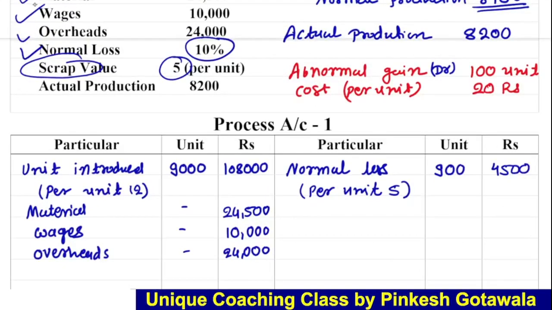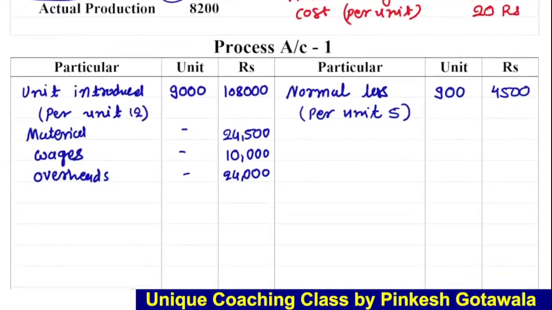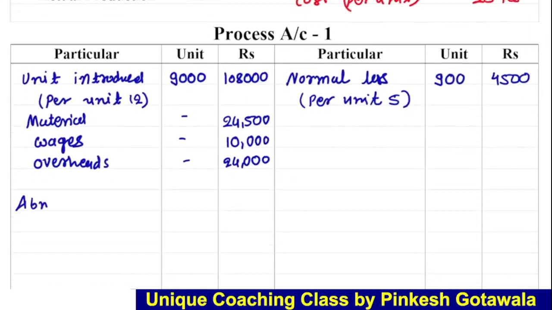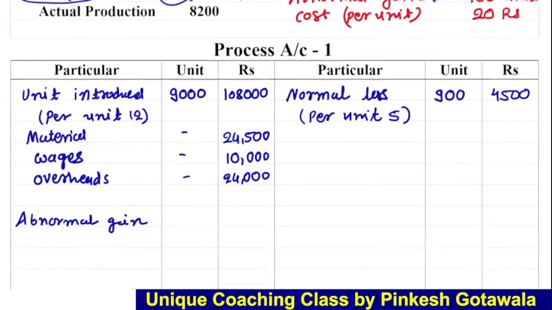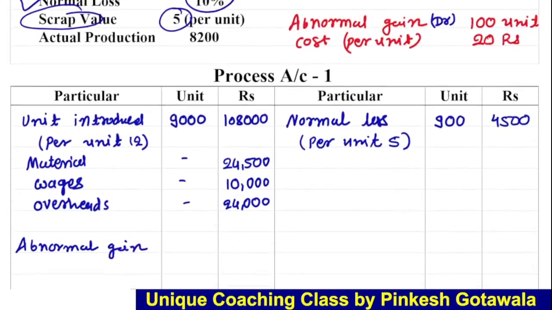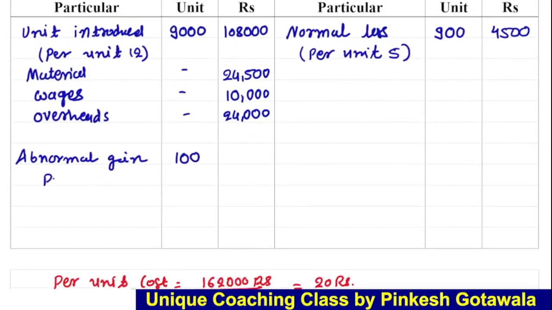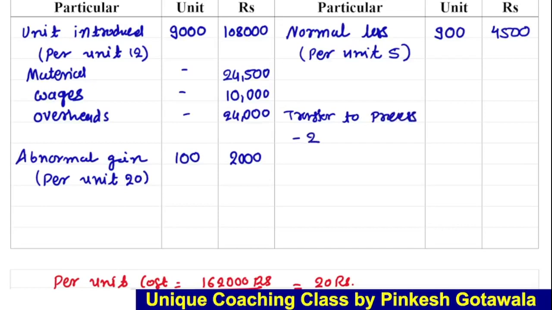Right, now let's give effect. Here it's a gain, so we give effect on the debit side. Abnormal gain, units are 100 unit and value 20 per unit, total 2,000. Now let's close this. Whatever we get, we should transfer to process 2. So here total 9,100.